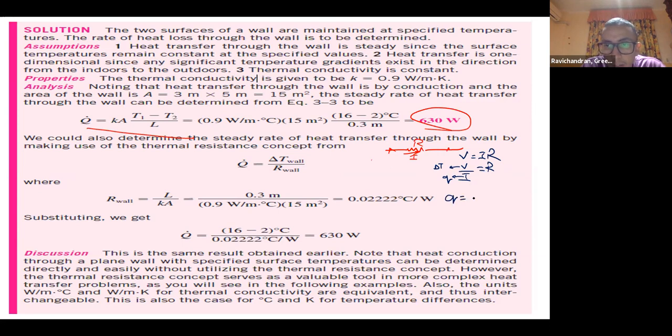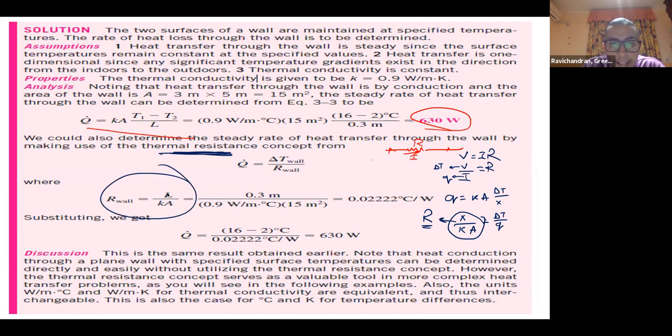Let's see, Q equals K A delta T over X. I need delta T over Q, so I put Q on the other side. Delta T by Q equals X over K A, correct or not? So what is this? It refers to R, which means thermal resistance. So the thermal resistance is L or X, the thickness, divided by K A. You are aware now what thermal resistance is? Okay.